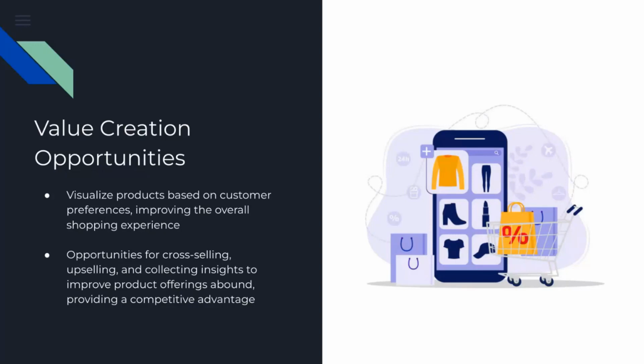So first is visualizing products based on customer preferences and improving the overall shopping experience. For example, if I am somebody who is younger, maybe Gen Z or even younger, a person between 16 to 22 years of age, different things may be appealing to me compared to someone who is a millennial, for example, a 30-year-old, or somebody who is even slightly older. So it's about being able to put out your product and offerings based on the demographics of the end user.